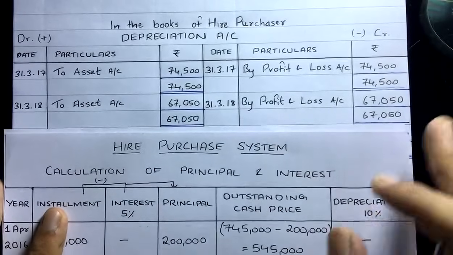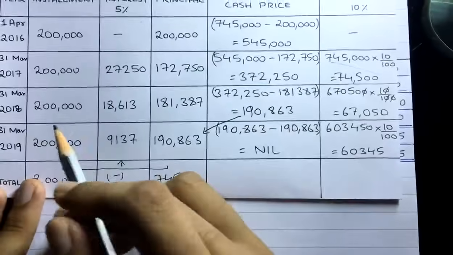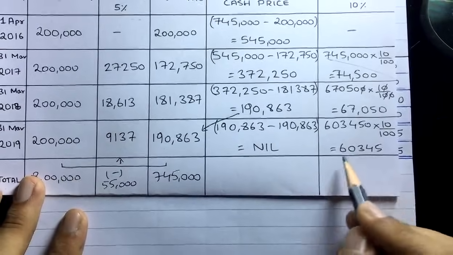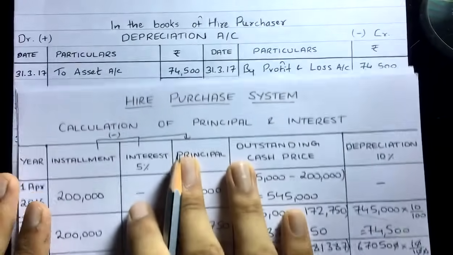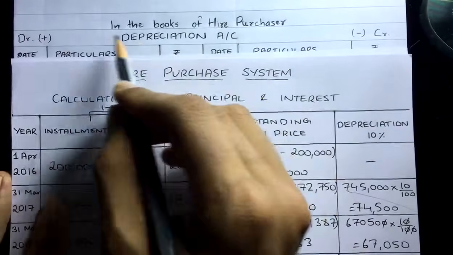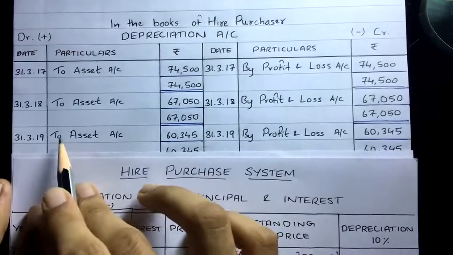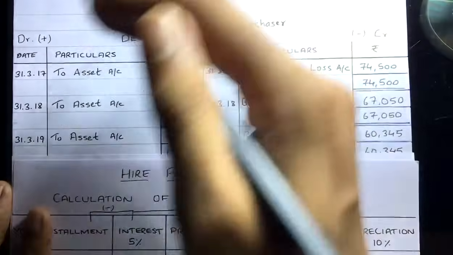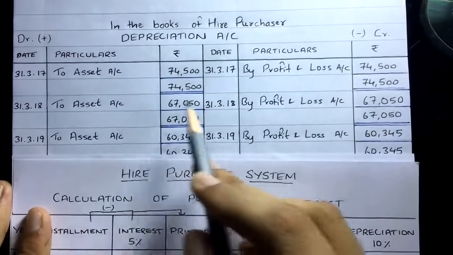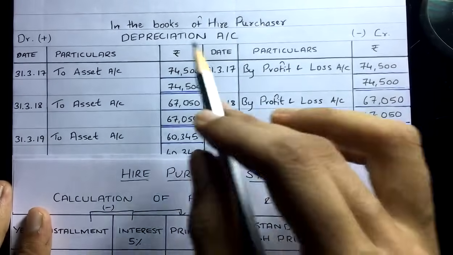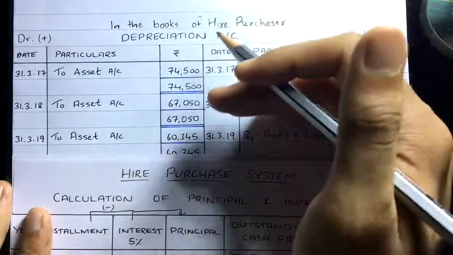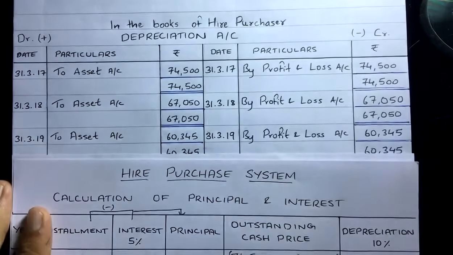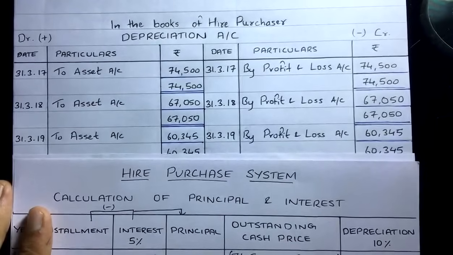Simple. And then at the end, 2019, what happened in 2019? 60,345 depreciation was generated, so that depreciation also increased here. So debit, because of the fall in the value of the asset, to asset account 60,345. See, depreciation is increasing because of the fall in the value of the asset, and then the balance has to be transferred to the profit and loss account. It is very simple. Depreciation is increasing, loss is increasing, you have to debit depreciation to asset, to asset, to asset. All right, so this is how you need to prepare the depreciation account.